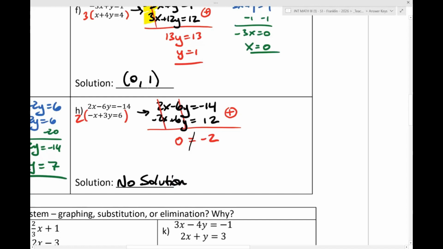And so this is what happens. The x and y variables cancel out. You still have some number over here that does not cancel. And so you end up with this equation that can't work. So this is no solution.